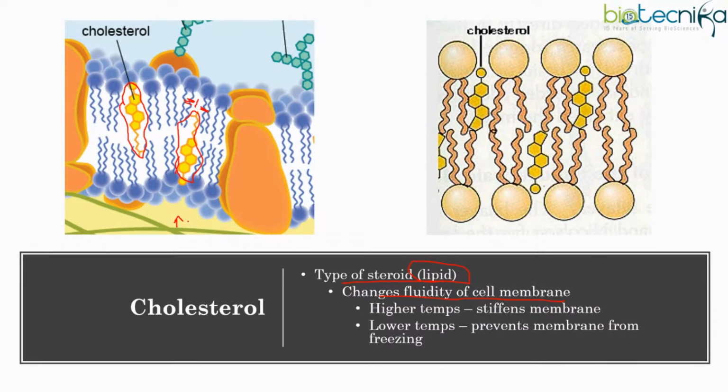Got it? So at higher temperature, what happens to the membrane? Remember, the tails will interact more closely with each other. They will be closer with each other. So that is when the membrane will become more solidified. It will stiffen up the membrane. But at lower temperature, because of the presence of cholesterol, it will prevent the membrane from freezing.